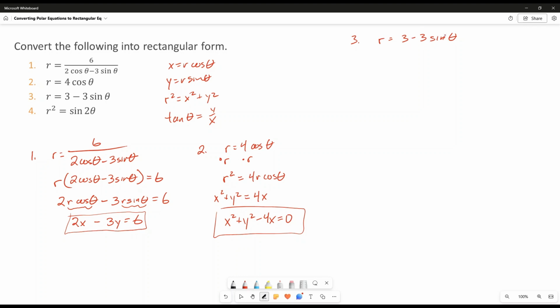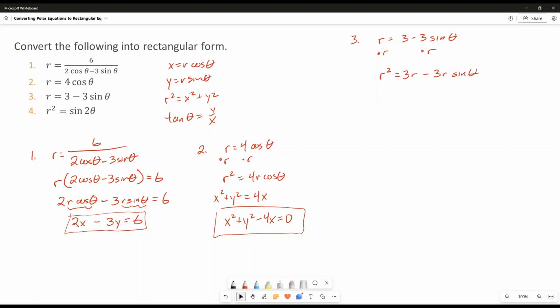We also have this sine theta. So in order to convert the sine theta, I need it to have an r. So just because of that sine theta, I know I need to multiply both sides of this equation by r. On the left side, we have r times r, which is going to be r squared. On the right side, we have 3 minus 3 sine theta, and we have to multiply that entire expression times r. So that means we have to distribute the r to both terms. So on the right side, we're going to have 3r minus 3r sine theta.